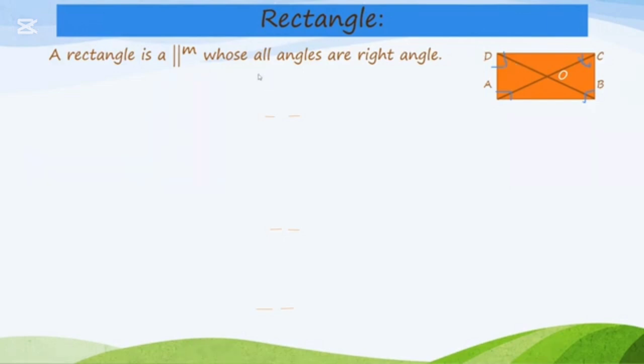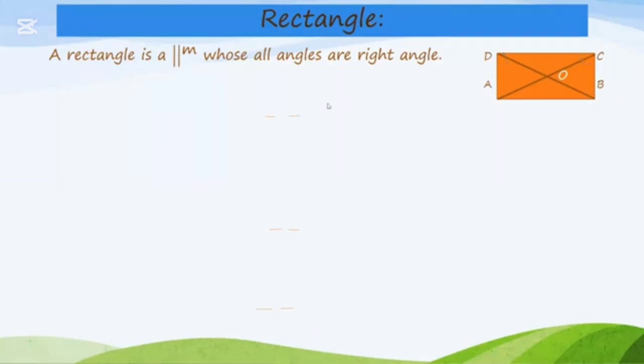So that's why it is written that the rectangle is a parallelogram. But all the angles of rectangles are of 90 degrees. So we can say that it's a parallelogram having all the angles right angle. Okay, so let's discuss the properties of rectangle.